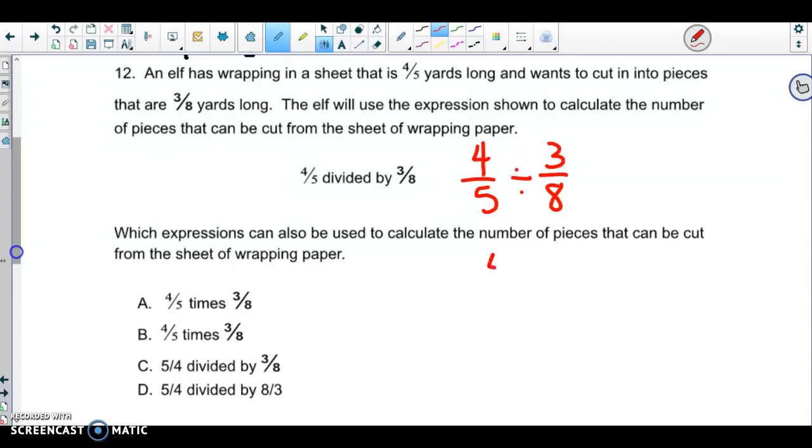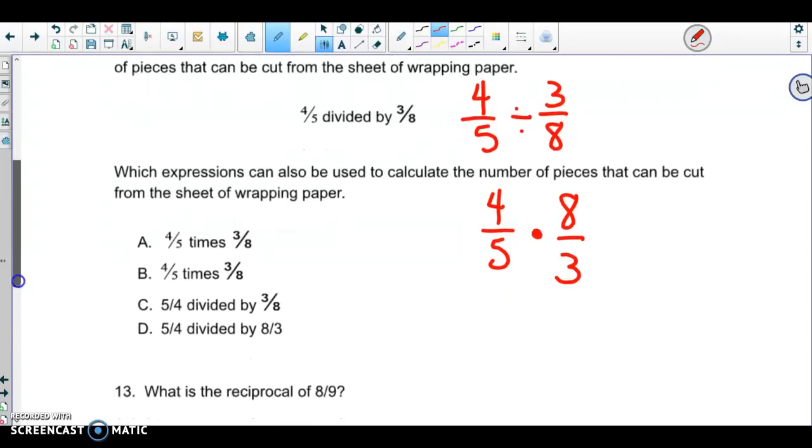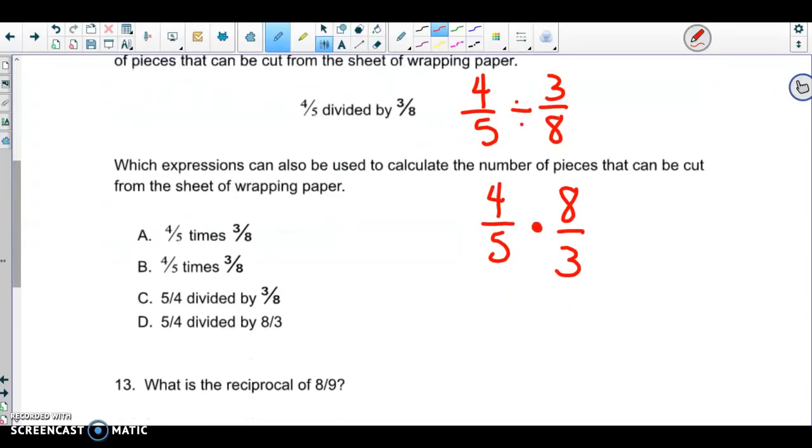Well, if it's division, I know I've got to take 4/5 and multiply by the reciprocal of 3/8, which is 8/3. I could solve it and come up with something, or I can look over here at A, B, C, or D and see which one is 4/5 times 8/3. Well, here's 4/5 times 3/8, 4/5 times 3/8. Oh yeah, remember we said we needed to fix this one. We said this one wasn't going to be that. There was a typo, and so this should be 8/3. Well, that's good because look at that. We need that answer right there because that's what it would be. We aren't multiplying by 3/8 and we aren't continuing to divide. So that's why C and D don't work.